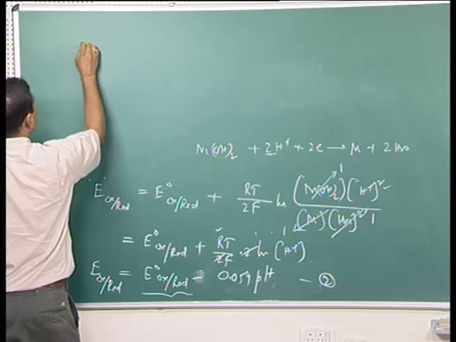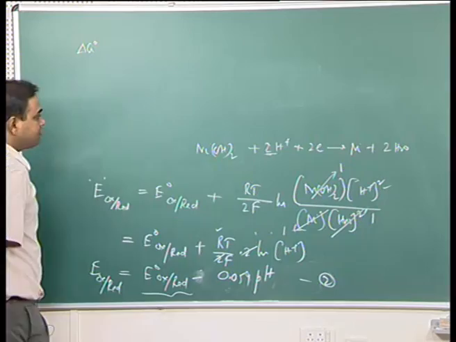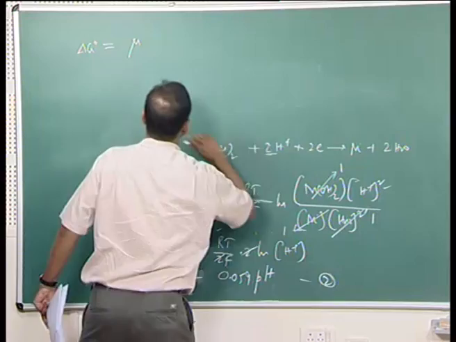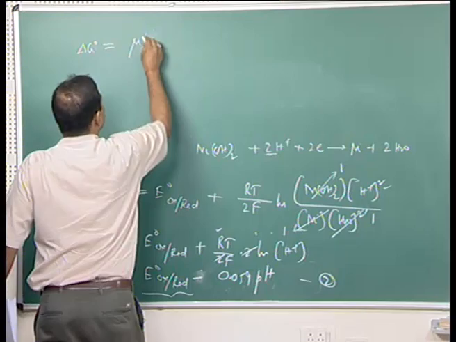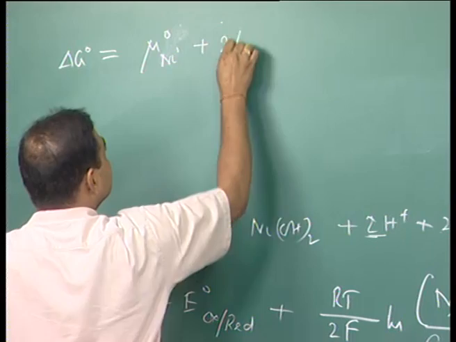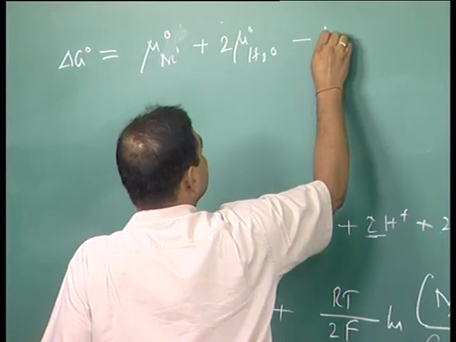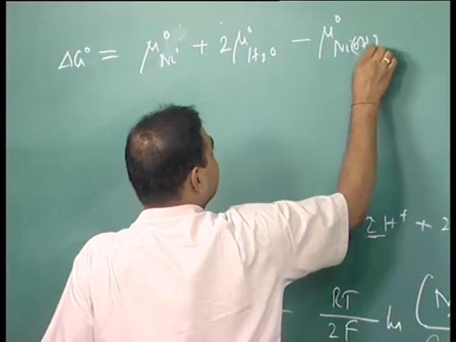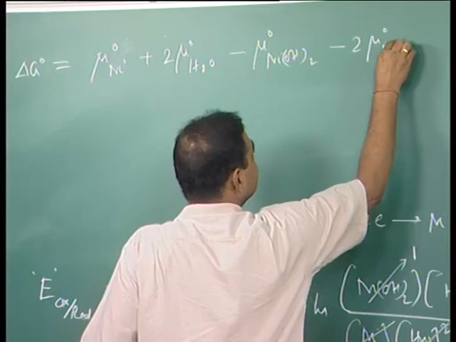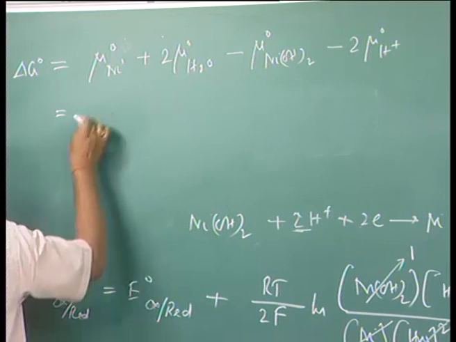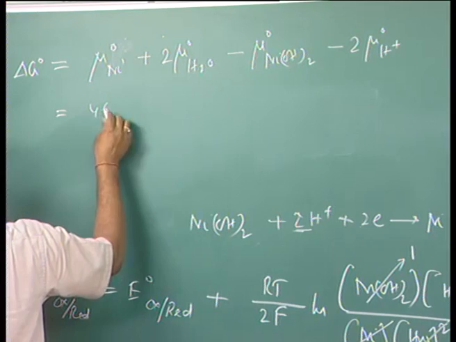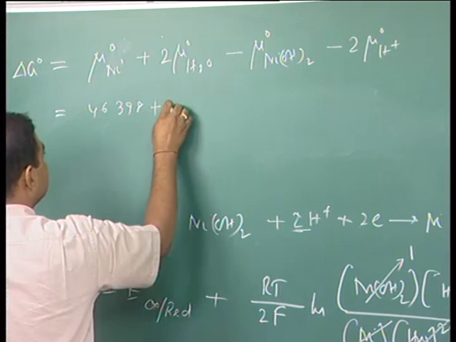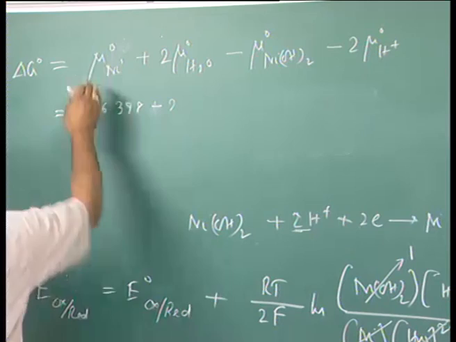So, delta G0 for this reaction would be mu0 of the products, mu0 Ni plus 2 mu0 H2O, minus mu0 Ni(OH)2 minus 2 mu0 H plus. Now let me put all those values. Mu0 Ni is 46398 plus, there should be a minus sign, because mu0 Ni plus plus is nothing but minus 46398 joule per mole.